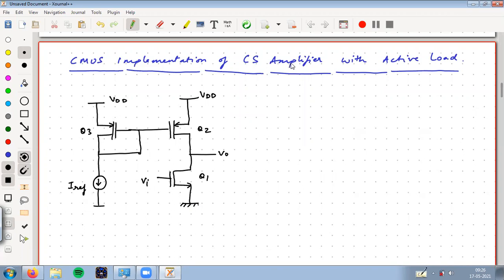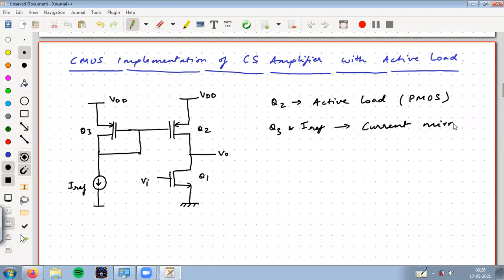There are a few things you want to observe. One is Q2 here is the active load which I was talking about, and remember, it is PMOS. Q3 and I reference form the current mirror.